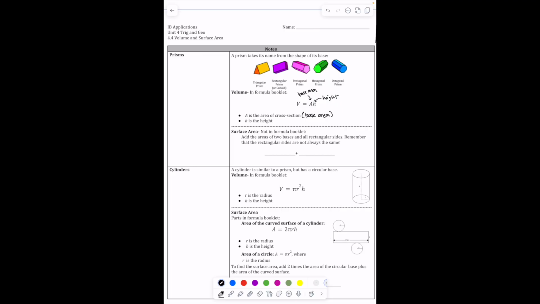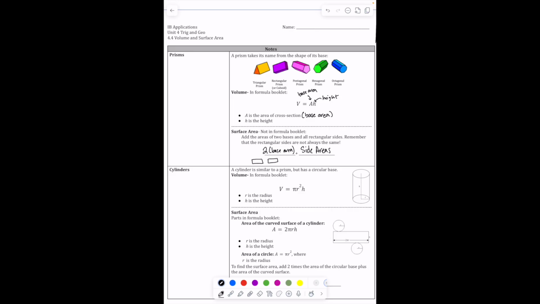But if we're doing just a closed rectangular prism, for example, or closed any shape really, it'll be 2 times the base area plus the side areas, which will all be rectangles. So for example, if we're doing a rectangular prism, maybe this one up here, we've got 2 base areas and then our side areas.